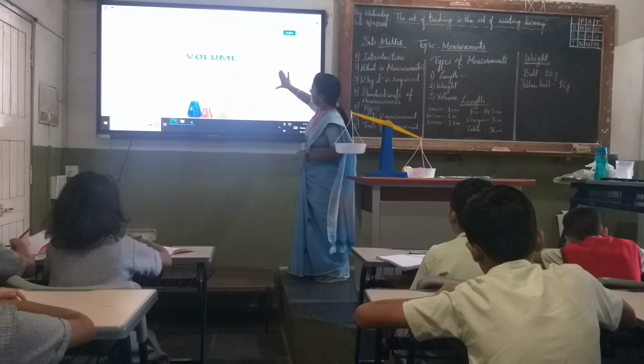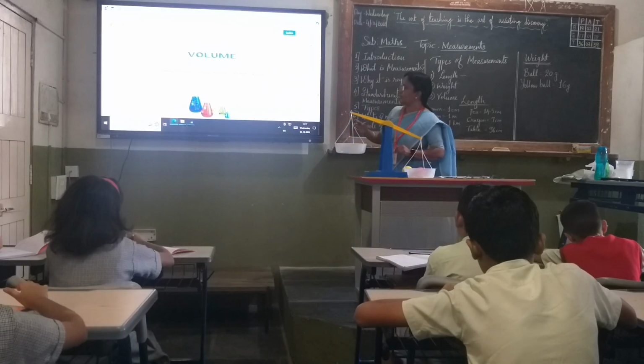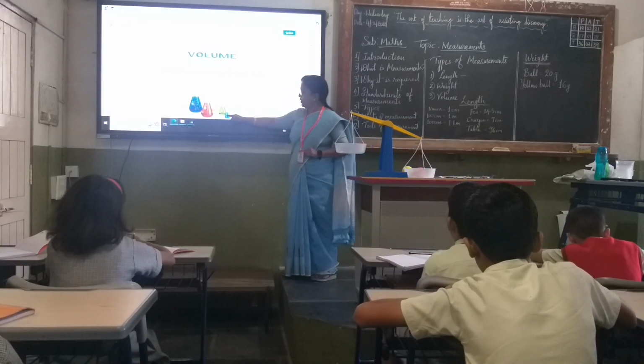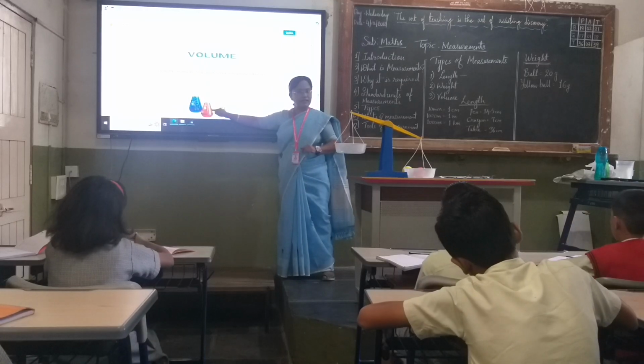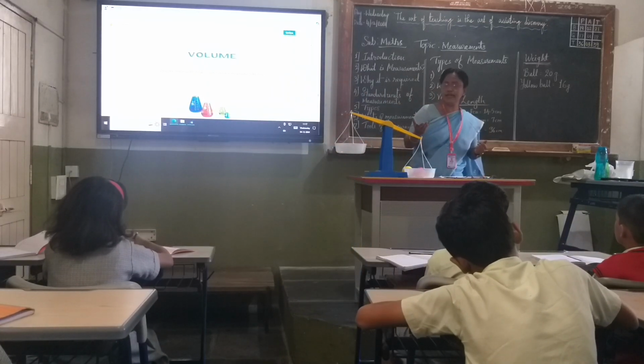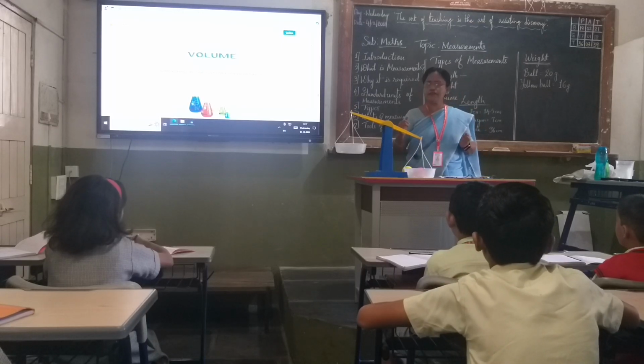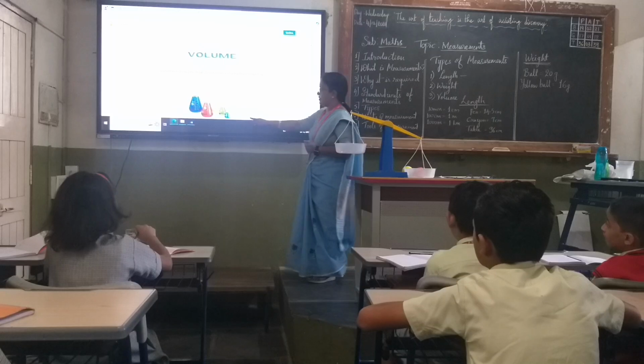Now the next measure is volume. Volume measures how much space something takes up, how much quantity of liquid is inside a container. Children, do you know what a liquid is? Can anybody tell me? Liquids. What are liquids? Here you can see what it is.